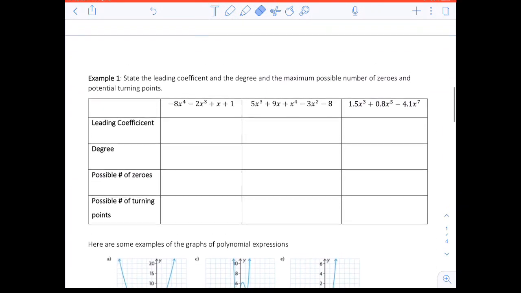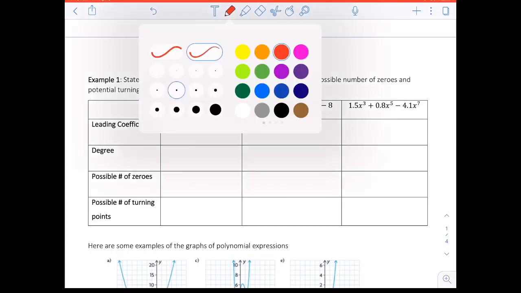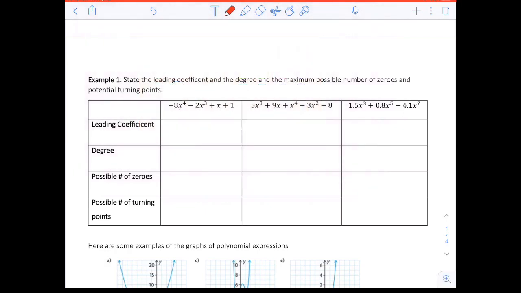So example 1 says, state the leading coefficient, the degree, and the maximum number of zeros and potential turning points that the graph could have. So for these, all this information is going to come from the term that has the highest degree. For the first one that we have here, we see that this term has a degree of 4. The others have a degree of 3, 1, and the constant has a degree of 0. So that term that's underlined is the term in the polynomial that has the highest degree. So all the information is going to come from that.